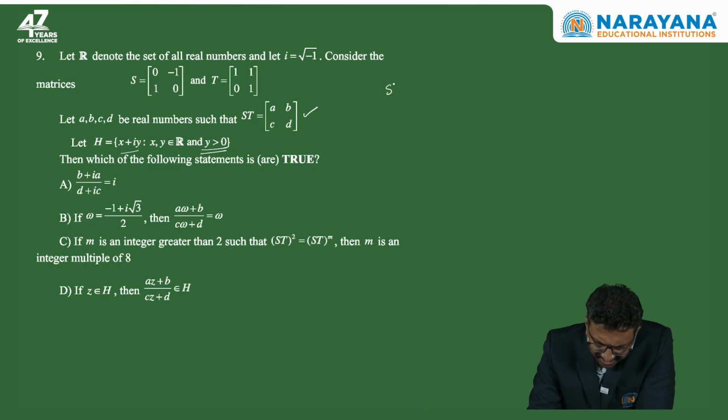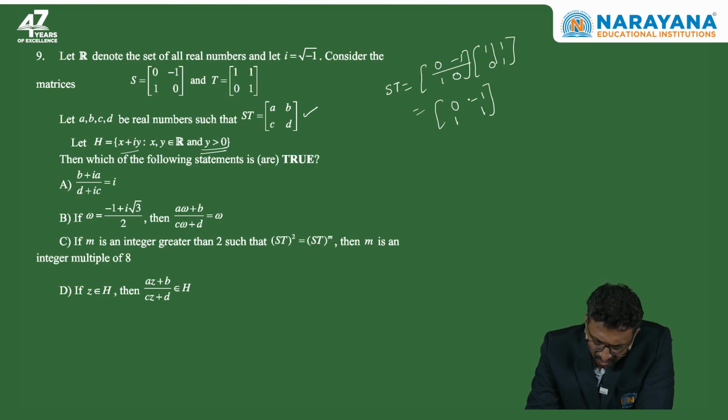So first let us find ST. ST is equal to the matrix 0, minus 1, 1, 0 into 1, 1, 0, 1. So if you multiply this, you're going to get 0, minus 1, 1 and 1. This is ST.